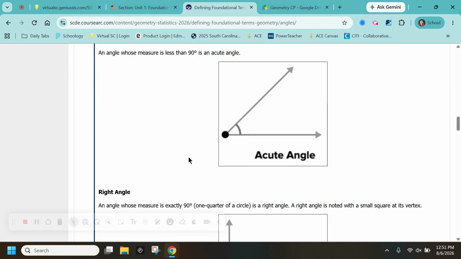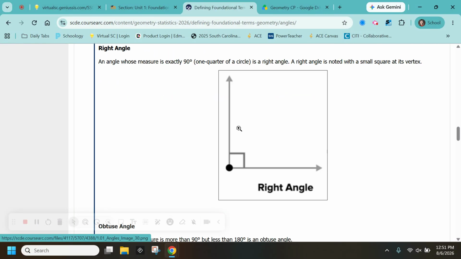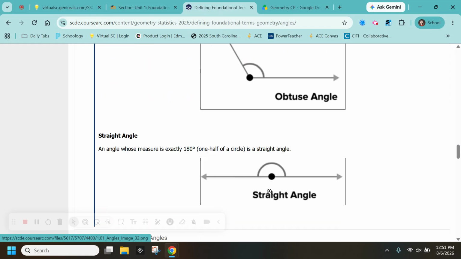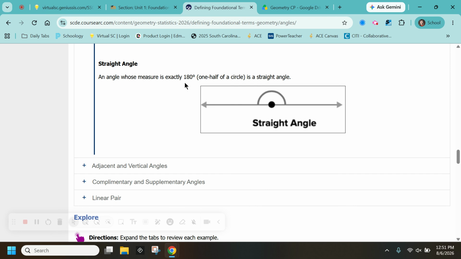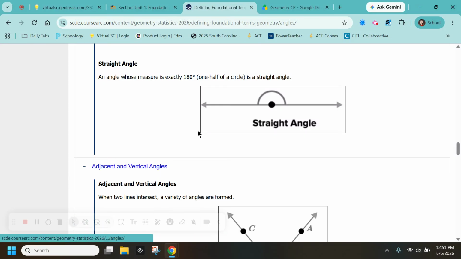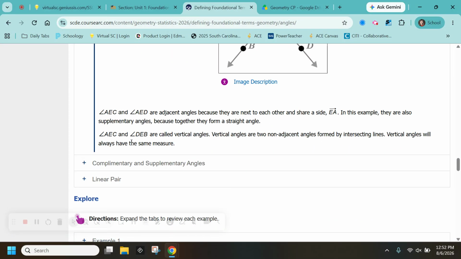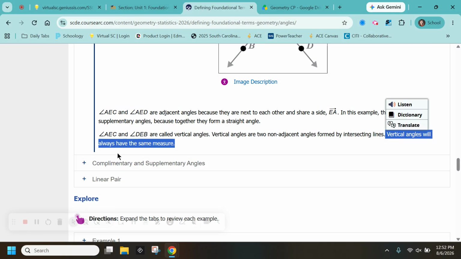Classifying angles by their measure, less than 90 is acute, equal to 90 degrees is a right angle denoted by the box, greater than 90 is obtuse, and an angle whose measure is exactly 180 is called a straight angle. Then we have adjacent and vertical. Adjacent means next to, so this angle here and this angle here are next to each other, so they are adjacent. And then 2 angles directly across from each other are vertical. One thing to note with vertical angles, they will always have the same measure.